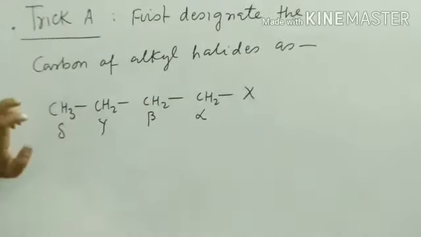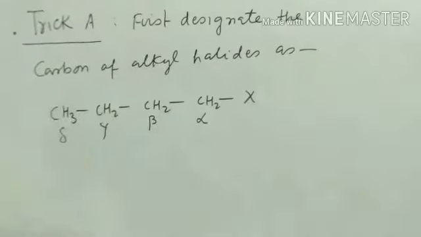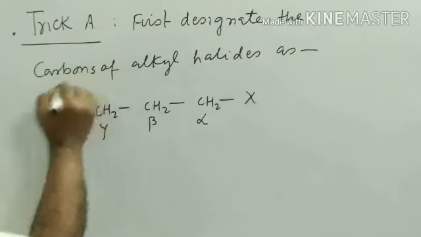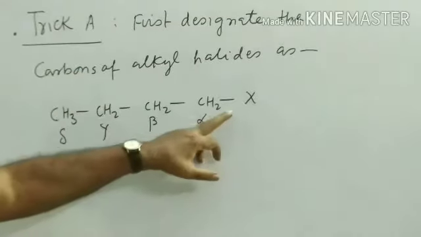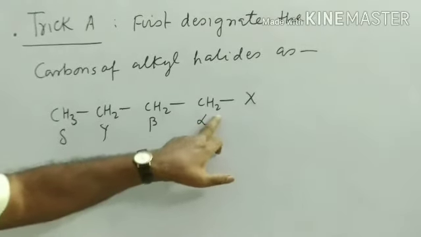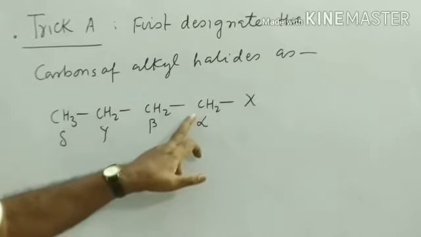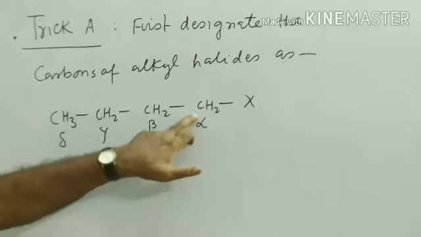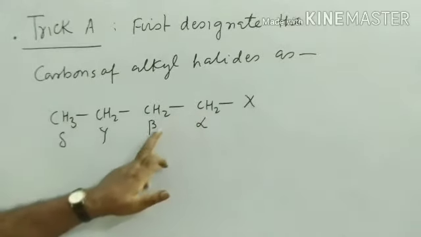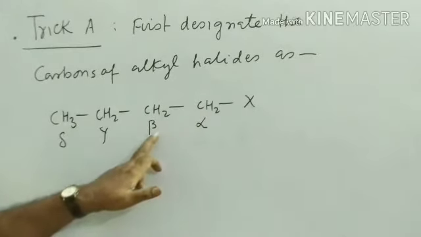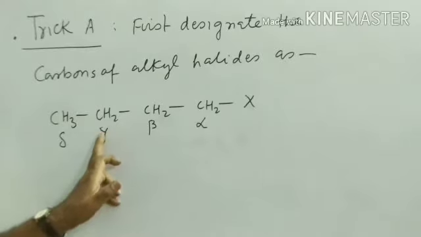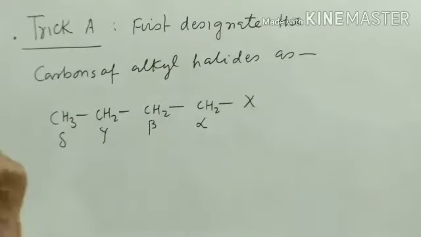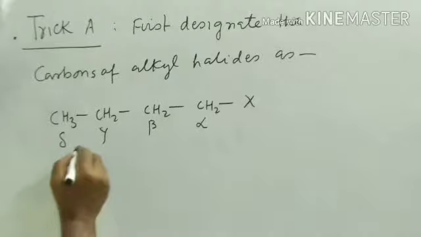So the first trick is to designate the carbons of alkyl halides. The carbon which holds the halogen atom is designated as alpha. Adjacent to this is beta, adjacent to this is gamma, adjacent to this is delta. Now second trick, B.